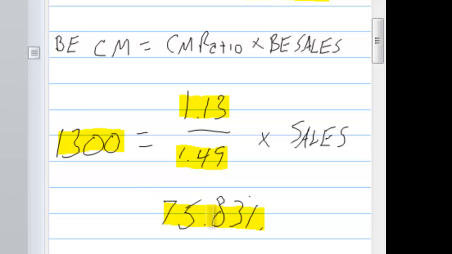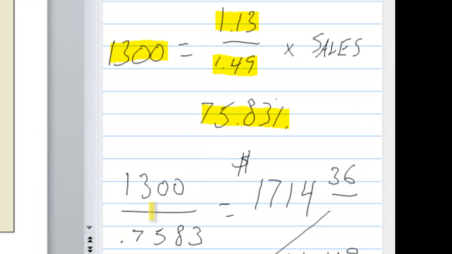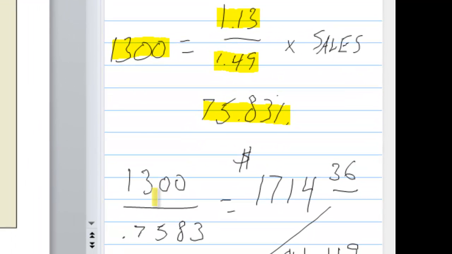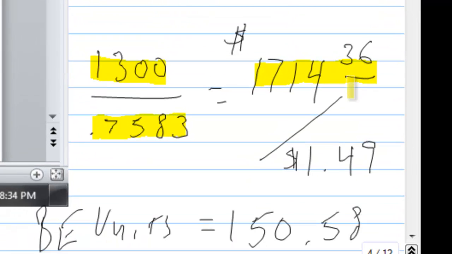That's going to equal the contribution margin ratio times sales. So this will end up being our break-even sales. Using a little bit of algebra, you can isolate sales on one side. You take the 1,300 divided by the 0.7583, and that's going to equal break-even sales of $1,714.36.